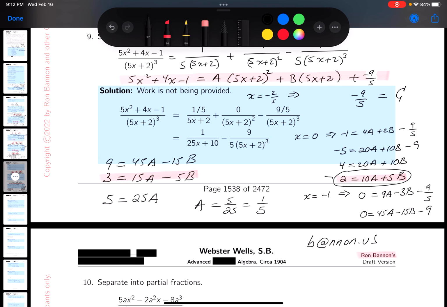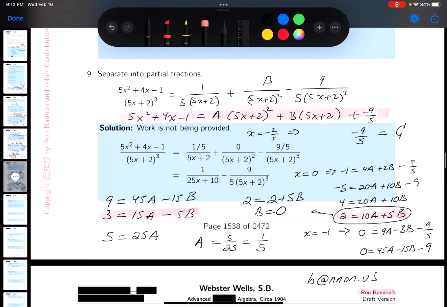And a is 1/5, right? So what are you going to get? Well, 10 times 1/5 is 2, and then I get plus 5b. Well, I hope this is obvious that b is actually equal to 0. So I'm going to go up here. I'm going to erase this and say it's not even there. It's a 0.